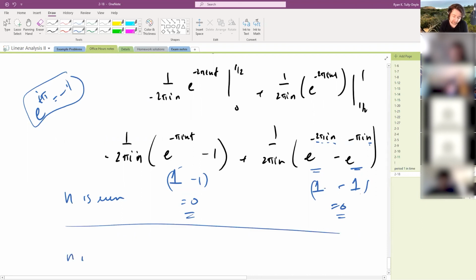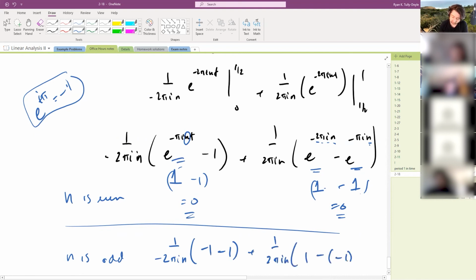In the case where n is odd, you get something different. Because in the n is odd case, you get 1 over minus 2 pi in. But now, if n is an odd number, this is a -1. This one is always +1. And now we're going to subtract off another -1, because what happens is in the odd case, this term and this term become -1s instead of +1s.